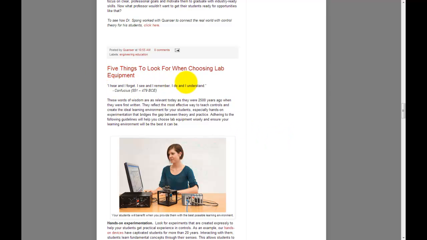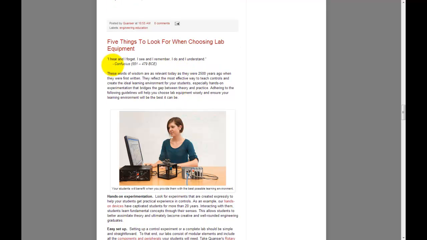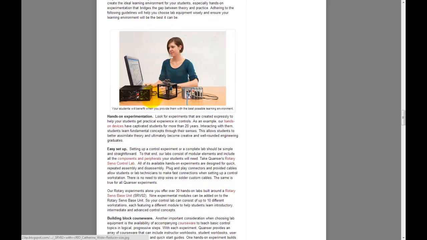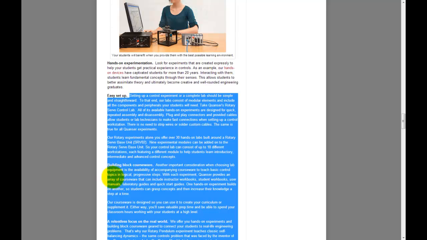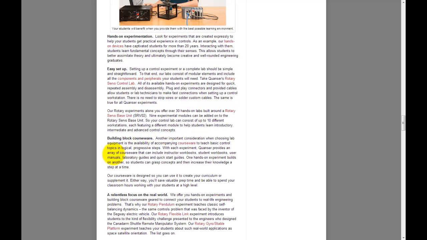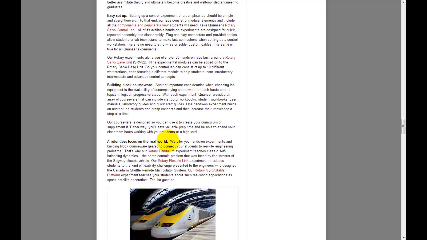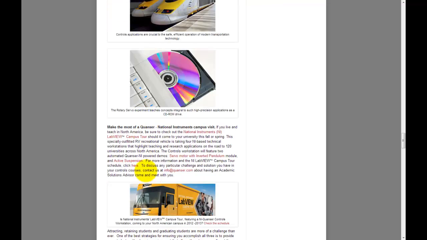Five things to look for when choosing lab equipment. I love this quote: I hear and I forget. I see and I remember. I do and I understand. And that's what Quanser's about. That's really what Quanser's about. So there we go: hands-on experimentation, easy setup, building block courseware, a relentless focus on the real world. That is just huge.